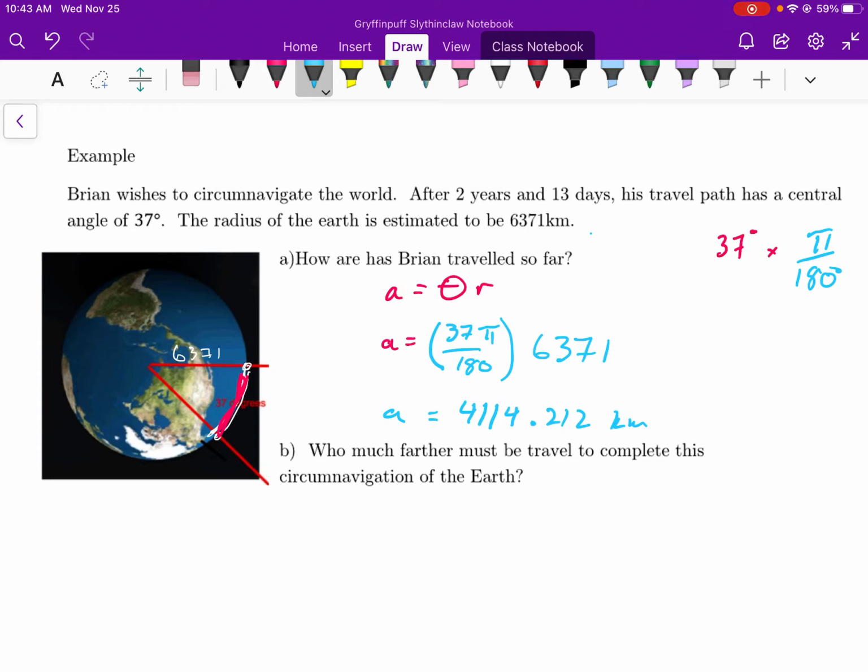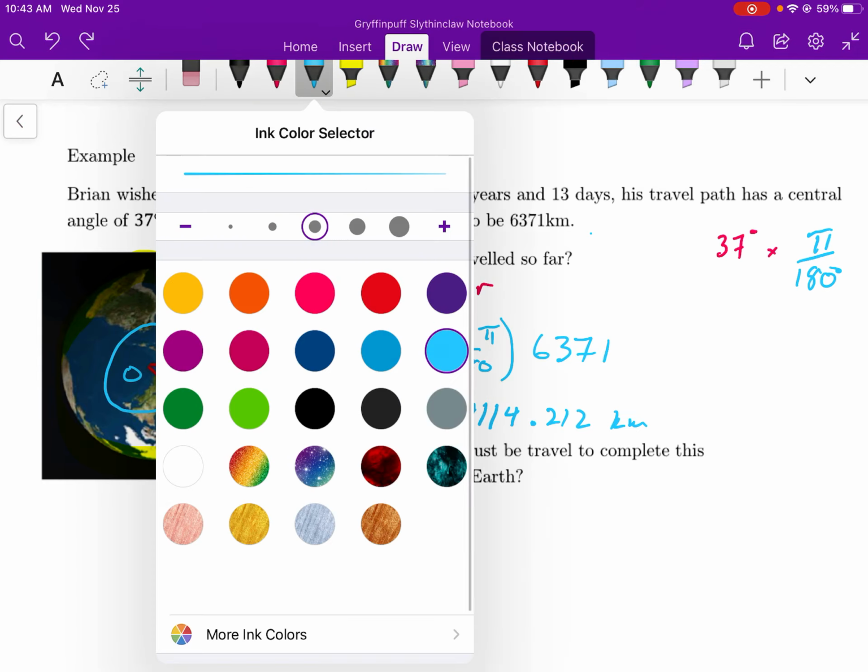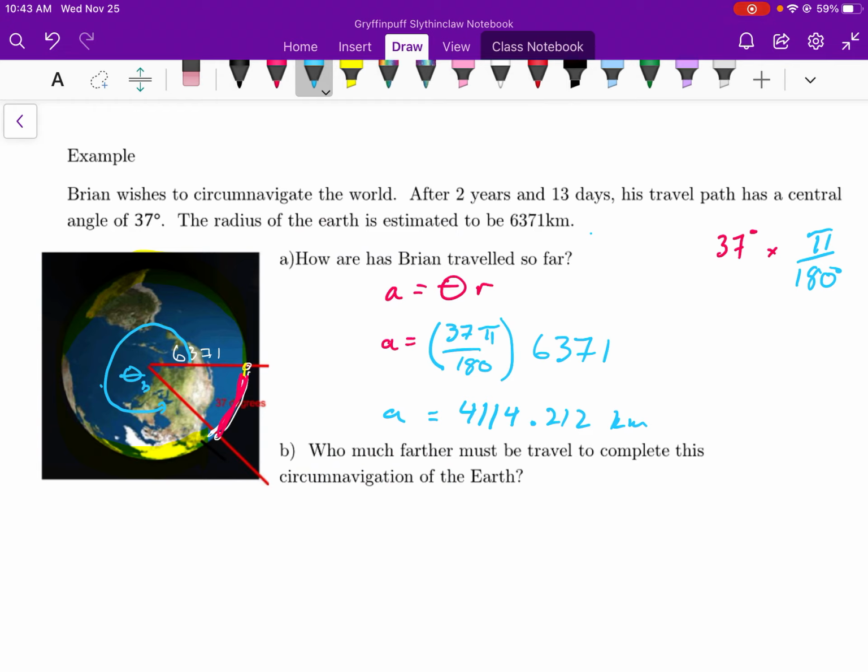All right, so how much farther does he have to complete? Now, I really like this question because what is the other distance around the world? There's many, many different ways to look at it, but here I am going to redefine how I look at the angle: he needs to travel this angle here. I'm going to call that theta 2, or theta b. Theta b, because it's part b. So what is theta b?